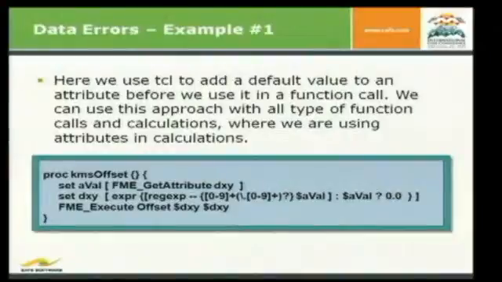Other people have already been talking today about how to handle errors in data and validating it. So just a small example here where we do an offset using the offset function, but within a TCL script, and we use an attribute to do that. We just test the attribute before it, and if it's not a number, we add 0.0, so we give it a default value.